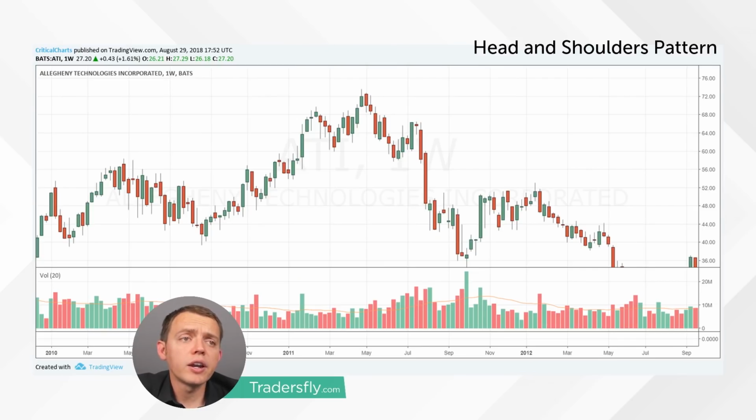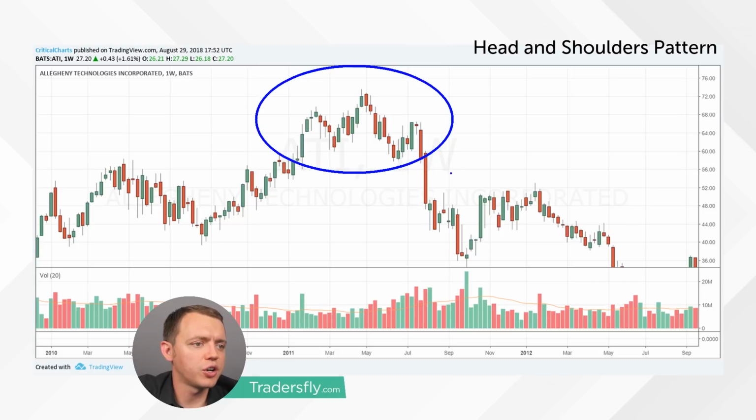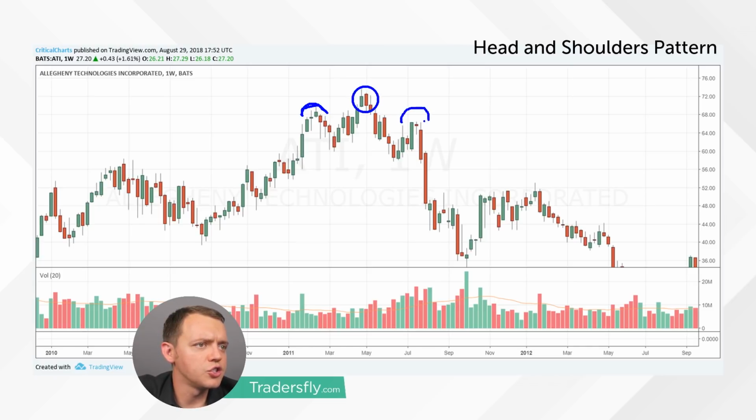So I'd like to take a look at a couple of head and shoulders patterns here. This one we have is ATI, and I want you to put your attention towards the center of the chart here around March to July. We have one shoulder that's being created on the left area right around March. Then around May, you have the head that's being created. And then you also have the other shoulder around the July time frame right there.